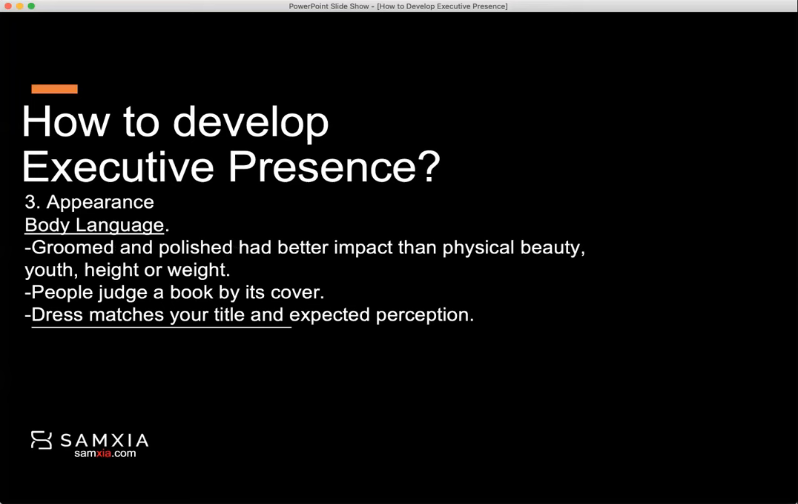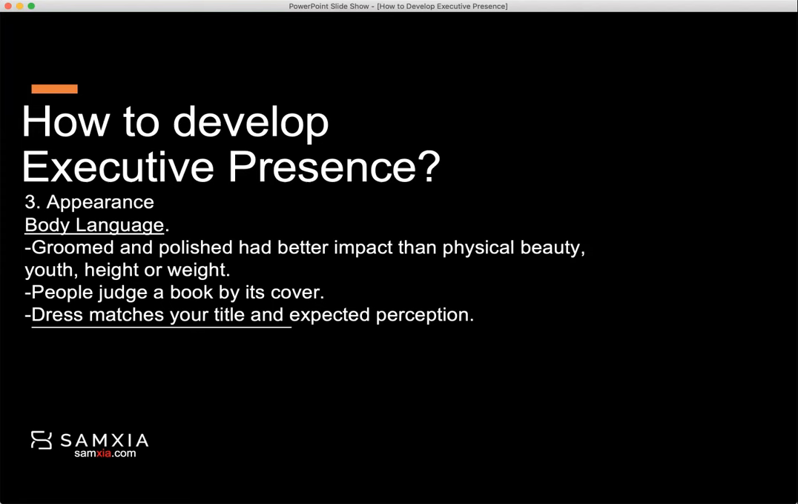Appearance, body language. Some people like to wear shiny suits and shiny stuff, but actually being well-groomed and polished still has better impact than physical beauty, youth, height, or weight. In the building that I'm currently in, there are lots of companies. I like to watch people. Every time in the elevator, I can almost tell who is the CEO, who is the VP level, because they all wear tags. I first see their grooming and their dressing. Then I look at the tag. Almost certainly, it is a CEO, VP, or other C-suite leader. How they groom, how they polish.